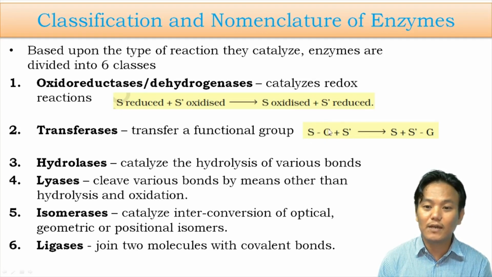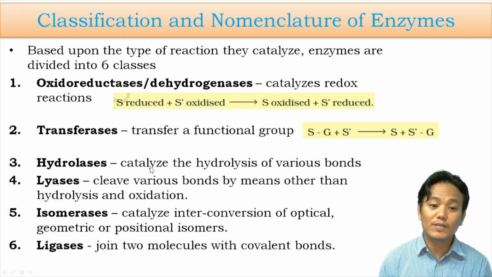Substrate S has a group G, and after the reaction look over here, S has lost G and G has gone to S dash. So the group has been transferred, the functional group has been transferred to the S dash. The enzymes which catalyze such reactions are called transferases. And next are hydrolases.